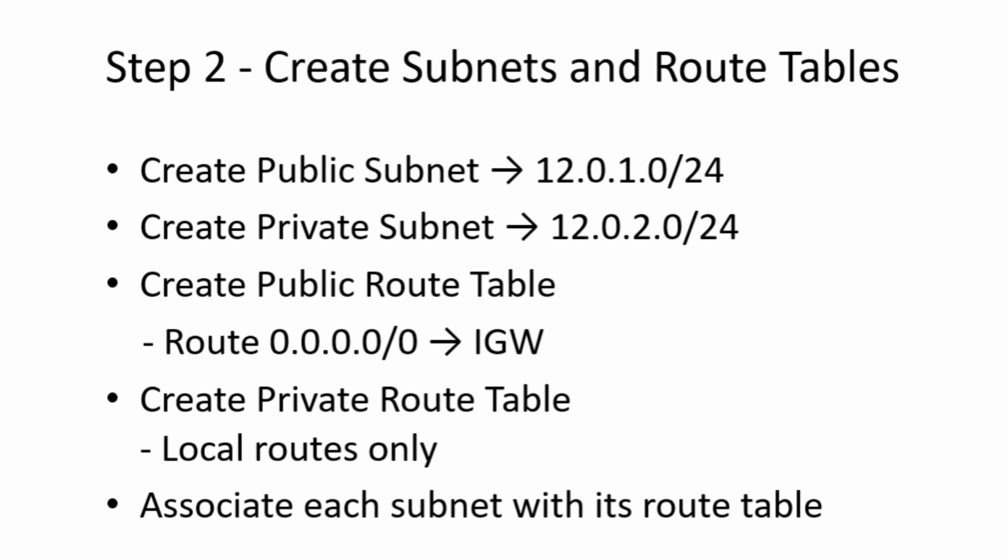0.0.0.0/0, pointing to the Internet Gateway. Then, create a private route table with only local routes. Finally, associate each subnet with its corresponding route table. This ensures proper traffic flow between public and private resources.